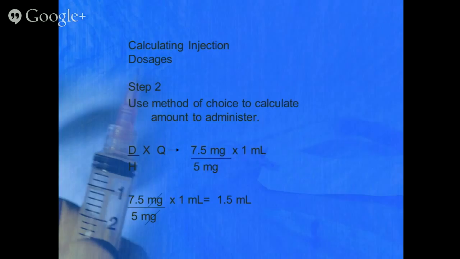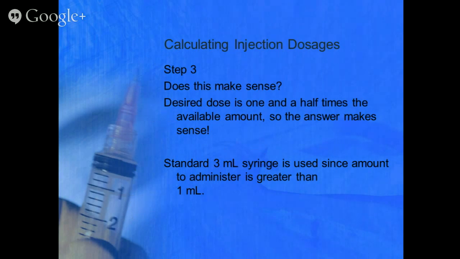And then they set up the problem here. And then when it says to check your work, does this make sense? The desired dose is 1.5 times the available amount. So the answer makes sense. We would use a standard 3 ml syringe since the amount to administer is greater than 1 ml.